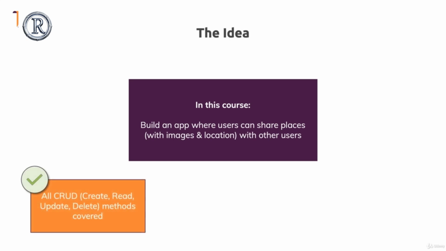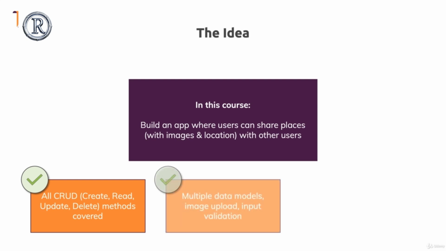Specifically, we have all the core CRUD operations in there. So create, read, updating, and deleting will cover all of that. We'll be able to create users, create places, get users and get places, which is basically reading the data, update places, and delete places. So that's all in there, which is super important. In addition, we have more than one data model. We have users and places, and that helps us work with relationships as well. We also work with images, and hence we'll cover image upload, which is also a very important topic.